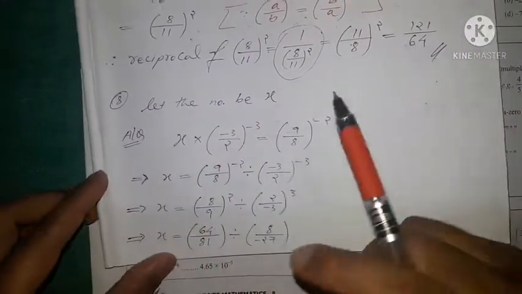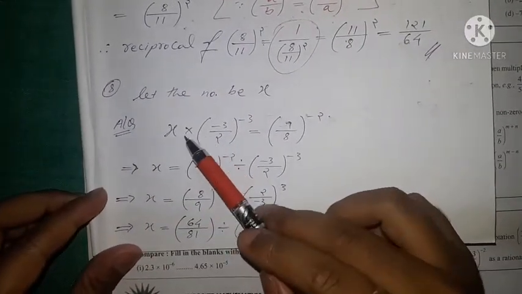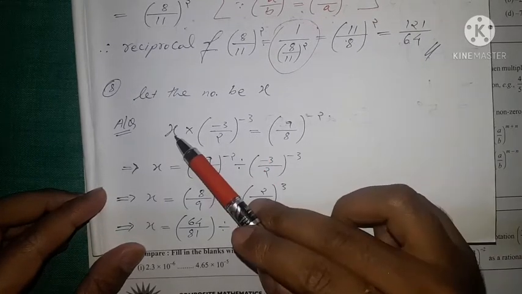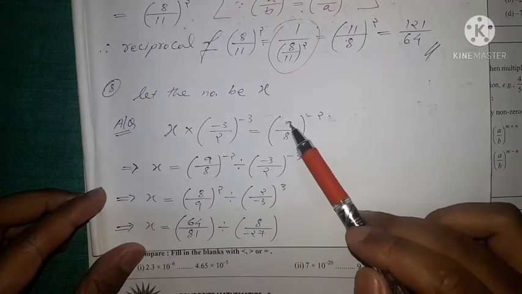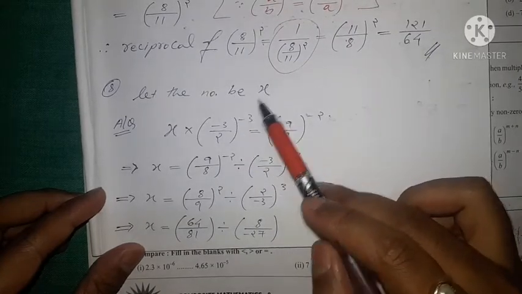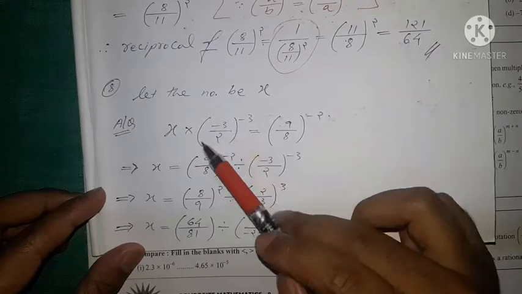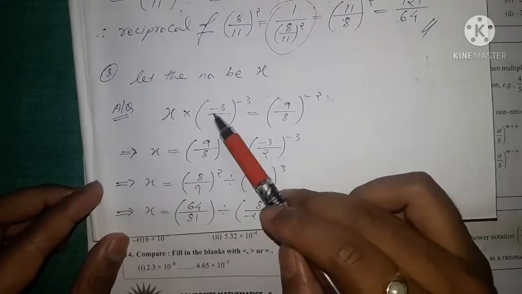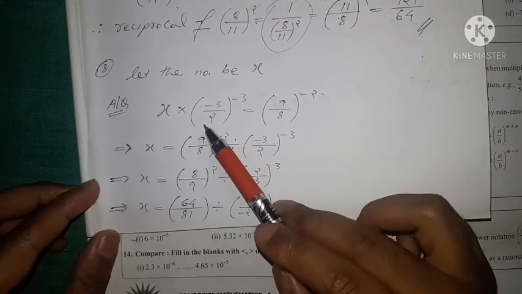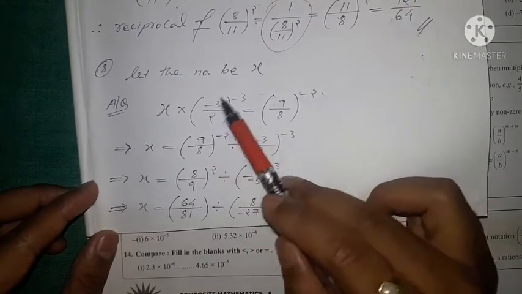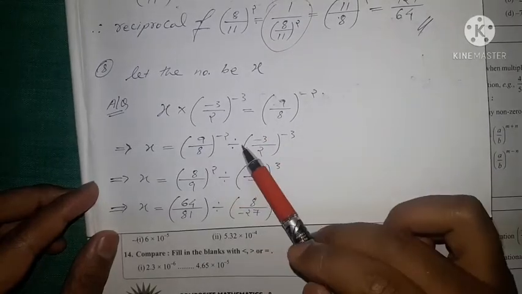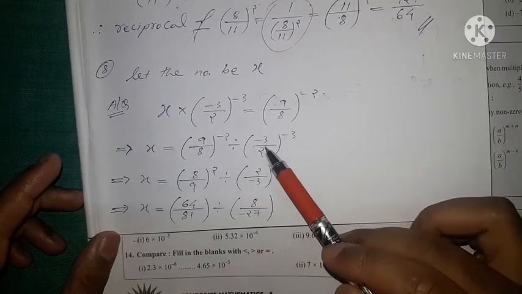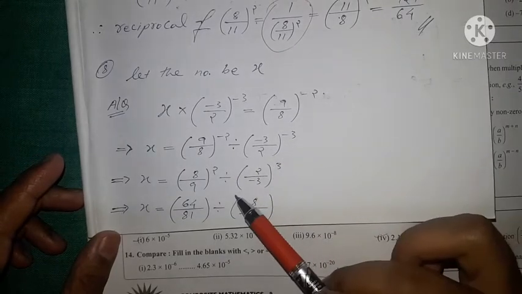Let the number be x. According to the question, if we multiply (-3/2)^-3 with x, that number, the product is this. So we have considered the number as x, and if we multiply x with the given number, the product is (9/8)^-2. Therefore, according to the law of transposition, when we send this number to the other side, it becomes divide. So (9/8)^-2 divided by (-3/2)^-3.